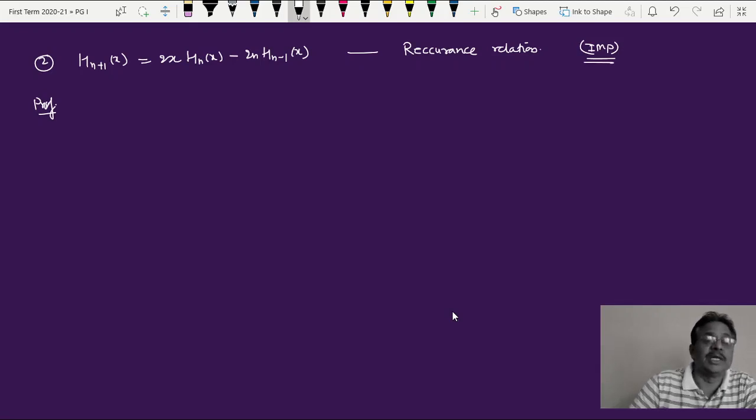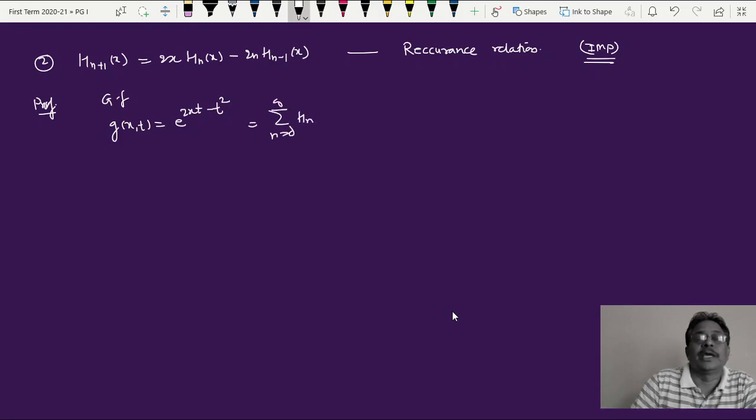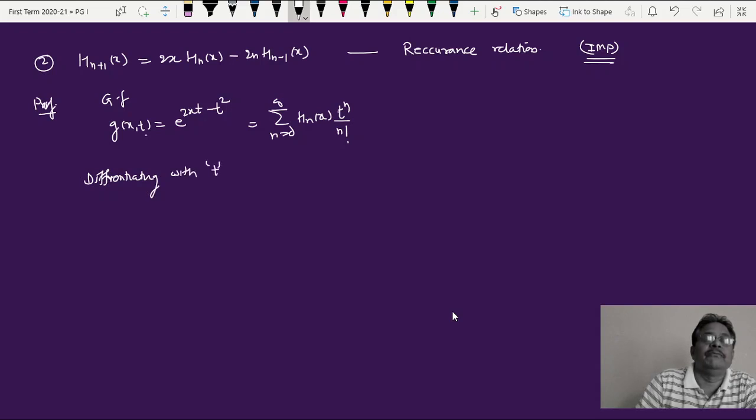So consider the generating function g of x,t is equal to e raised to twice xt minus t square. That is given by the expansion, n equal to 0 to infinity, hn of x into t raised to n upon n factorial. This I know. Now here it is not dash, meaning we have to differentiate this with the second variable t. So differentiating with variable t.